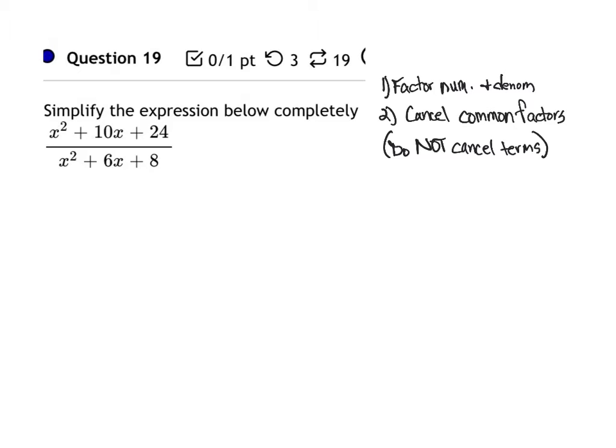So in the numerator, we have x squared plus 10x plus 24. It's in order. There's not a greatest common factor we can take out. The leading term is an x squared, so that makes it easy. Our first term is going to be x times x, because that gives us x squared. Now notice there's all pluses in the problem, so there's all pluses in our answer.